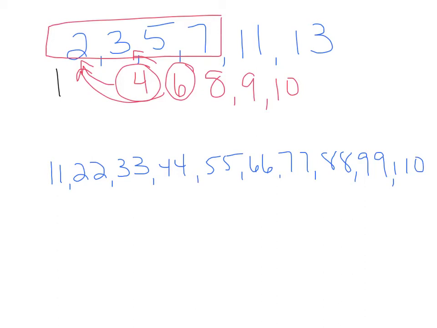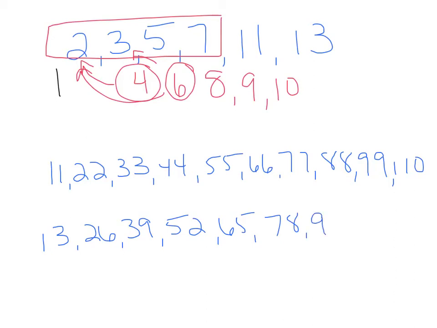And for 13: 13, 26, 39, 52, 65, 78, 91, 104, 117, and I could keep going if I had to. Just try them out. But 2, 3, 5, and 7 are the biggies that you need to know.